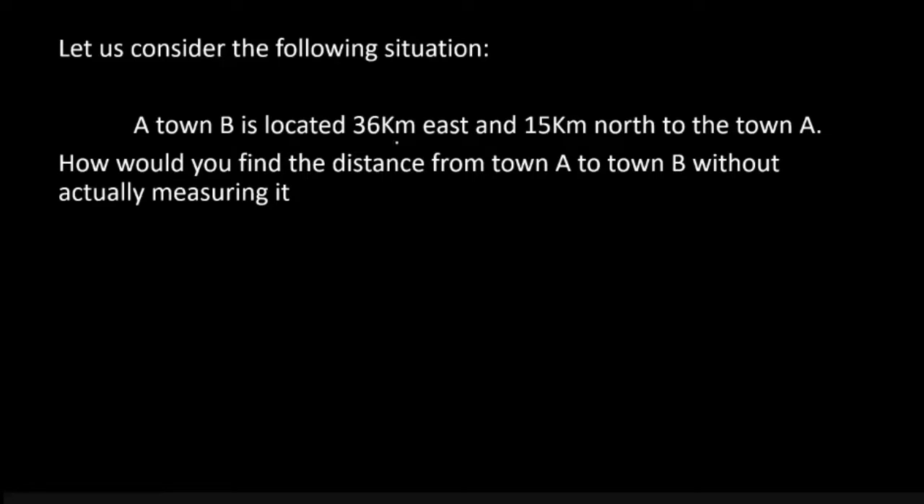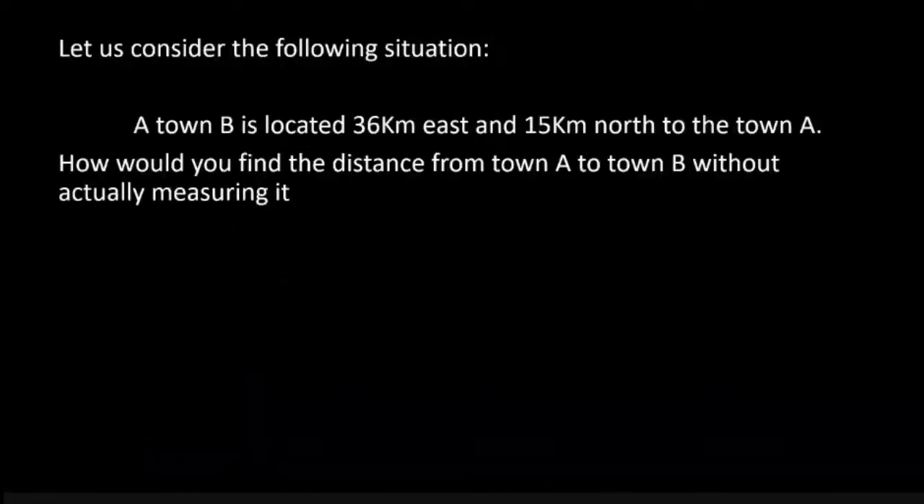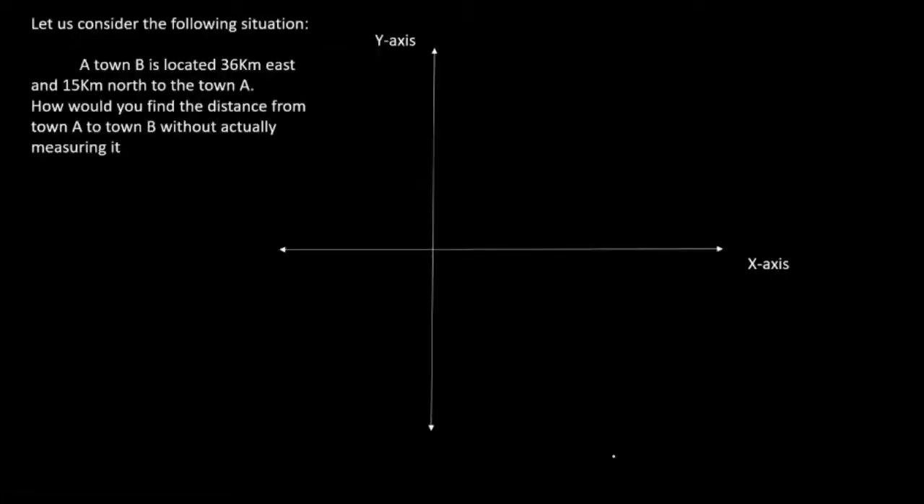A town B is located 36 km east and 15 km north of the town A. How will you find the distance from town A to town B without actually measuring it? Here, if we plot town A and town B in the xy plane, to understand this concept, I will plot town A at the origin. If we take point A at the origin and go towards the east 36 km, and after that we go towards the north 15 km, then we reach town B. Now our task is to find the distance from point A to B.